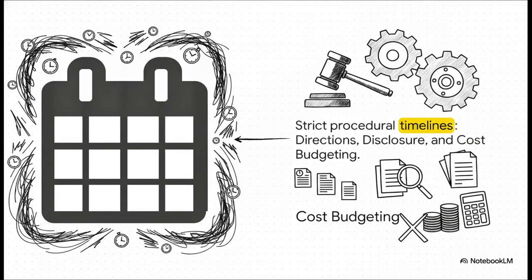So, the absolute heart of active case management is strict procedural timelines. The court will issue directions, which are essentially orders detailing exactly when disclosure of documents must happen, when witness statements are exchanged, and exactly how cost budgeting will be managed. The courts impose these strict deadlines to prevent the unnecessary delays that used to just paralyze civil justice.